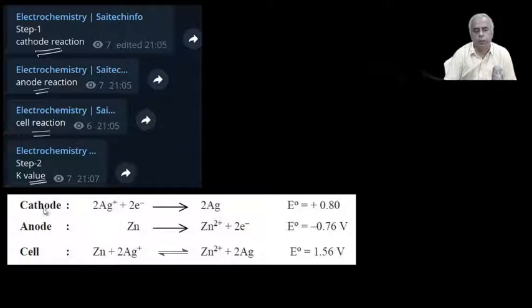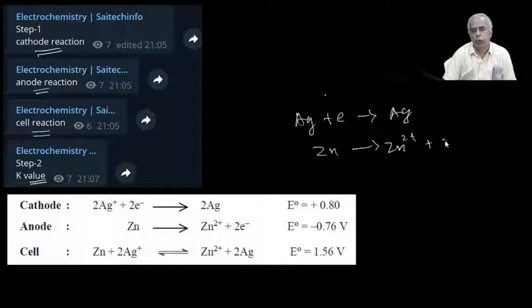Now let us proceed. Cathode. So what is the cathode here? Ag plus. You have the silver electrode, and it undergoes reduction to give silver, is it not? That is Ag plus plus e gives Ag. So this is reduction. And what about the anode? The anode undergoes oxidation. So zinc gives Zn2 plus plus 2e.